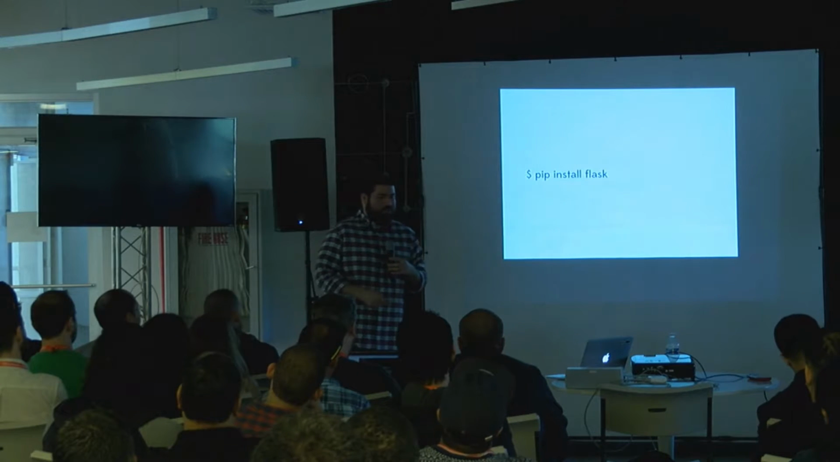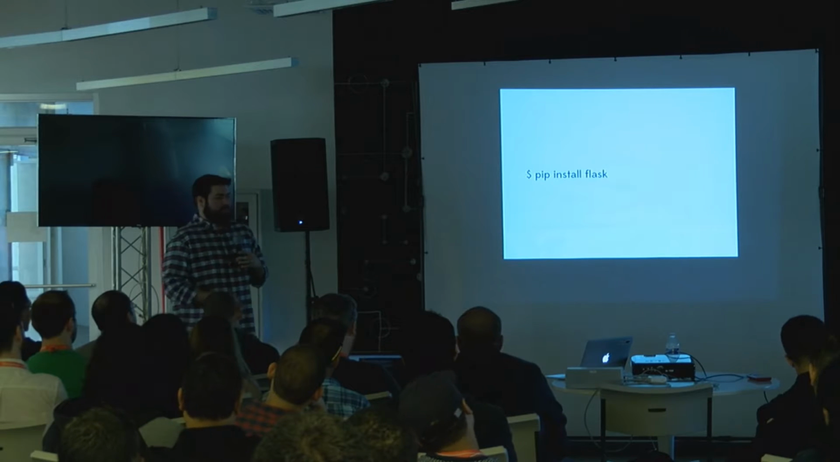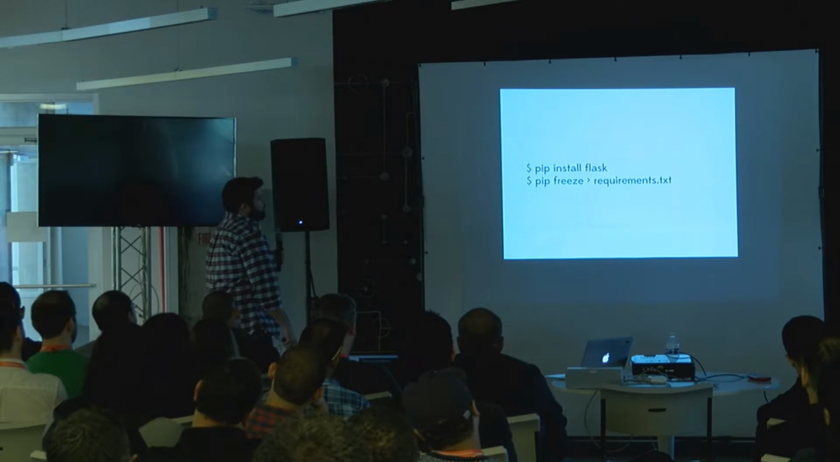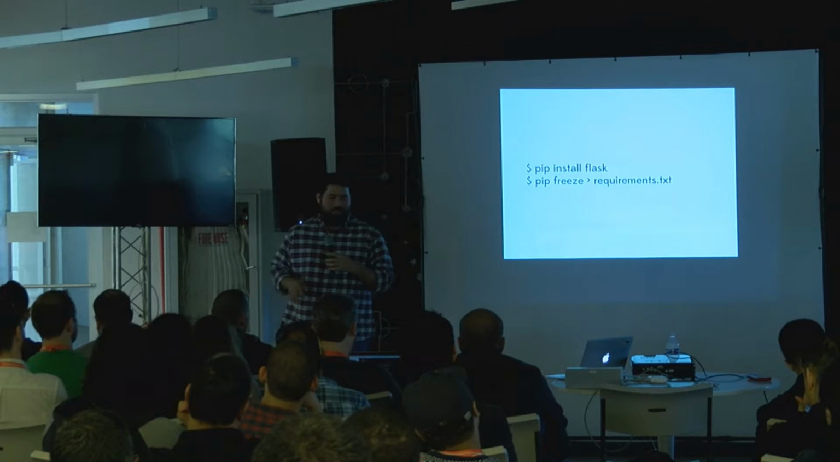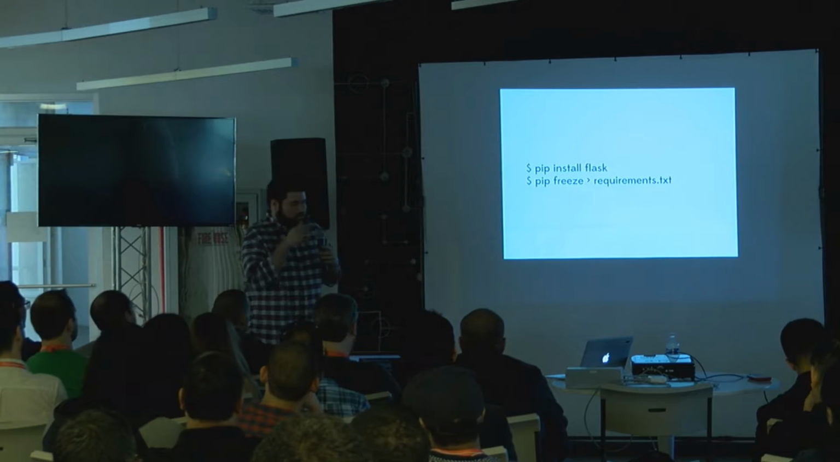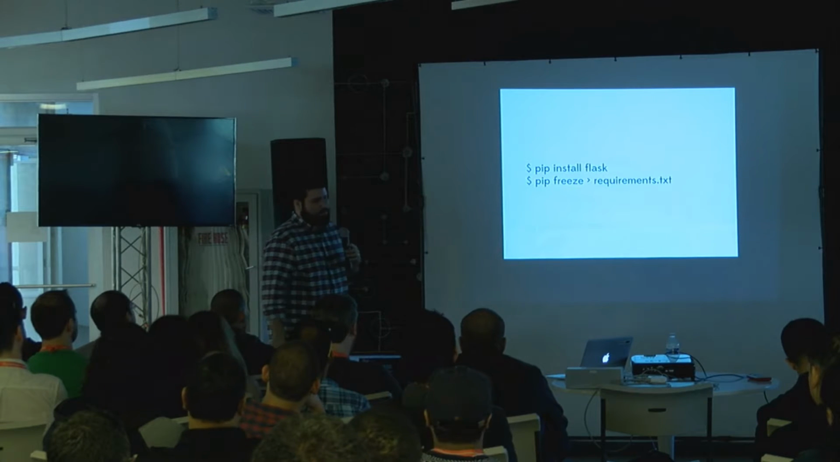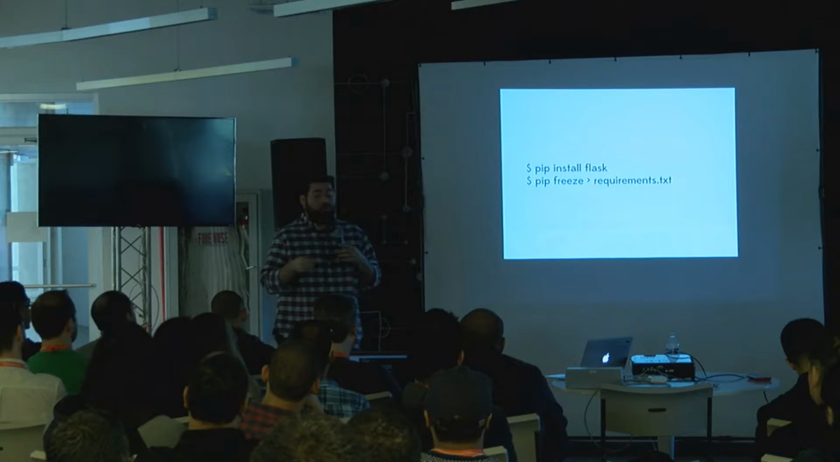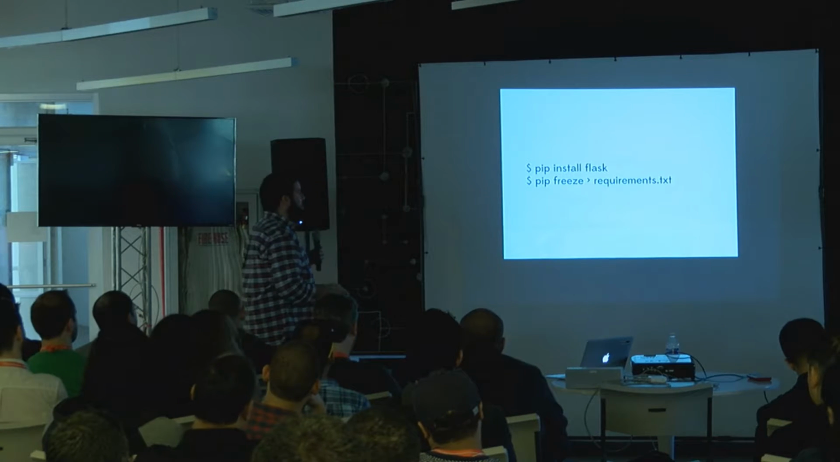We can do pip install Flask, and that will install Flask and around 5 of its dependencies. Then we can do pip freeze, and pipe that to a file called requirements.txt. This will install Flask and its dependencies. It will also add the dependency to our requirements.txt file. This is sort of the equivalent to doing yarn add.